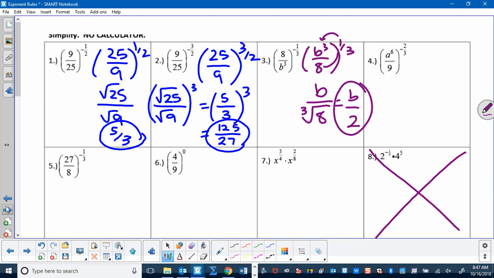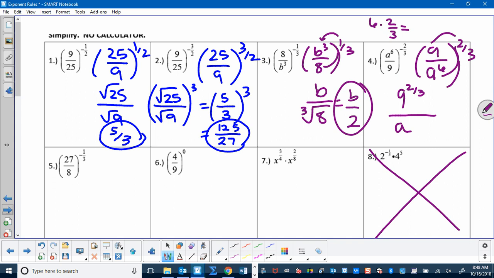So again, number 4, what do we do first? Flip it. So 9 over a to the 6th, positive 2/3. Distribute that. That's a 9 a. So 9 to the 2/3 over a to the what? What do you do with those exponents? Multiply. You're distributing. So you do 6 times 2/3 without a calculator. 6 times 2 is 12 over 3 is 4. So it's a to the 4th. So the bottom looks pretty, but the top is ugly.